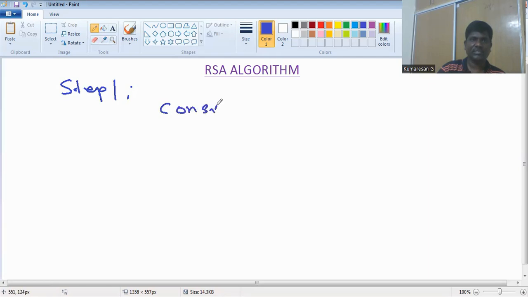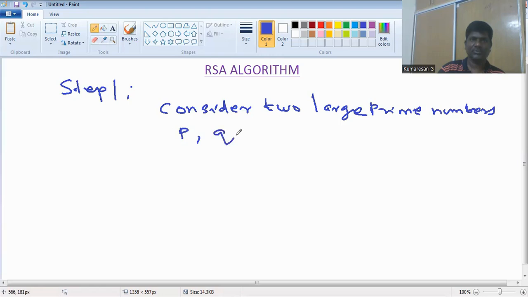Consider two large prime numbers such as P and Q. For example, let us take P equal to 3 and Q equal to 5. These numbers are prime numbers. What is a prime number? A prime number can be divided only by itself or by 1. This kind of number we call a prime number.